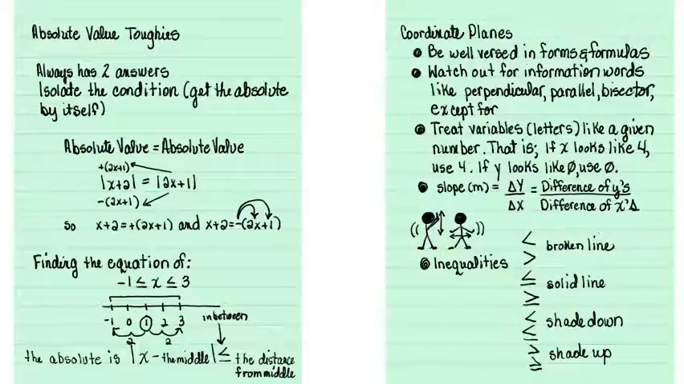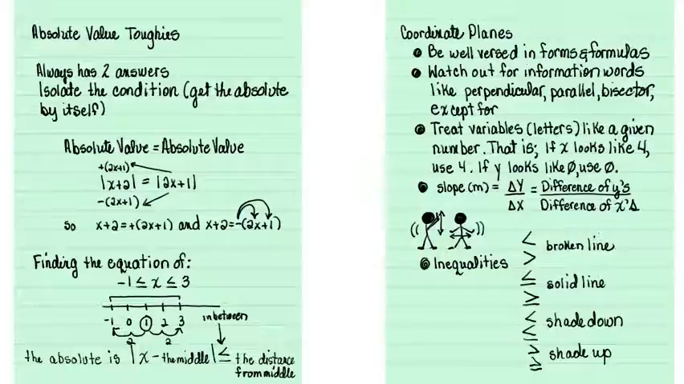On coordinate planes, make sure that you're well versed in the forms and formulas. Just watch out for information words. Something I got caught on is I totally missed bisector altogether. But parallel, perpendicular, same slopes, you really have to know these forms and formulas back and forth. Spend a little time studying your cards. Remember, it's only basically two forms.